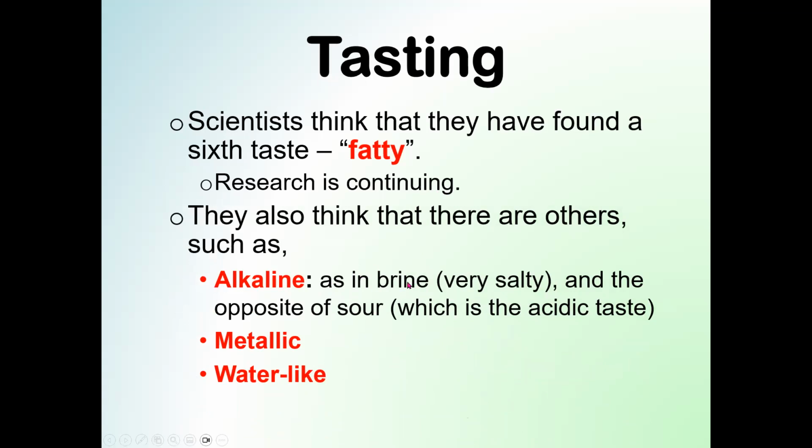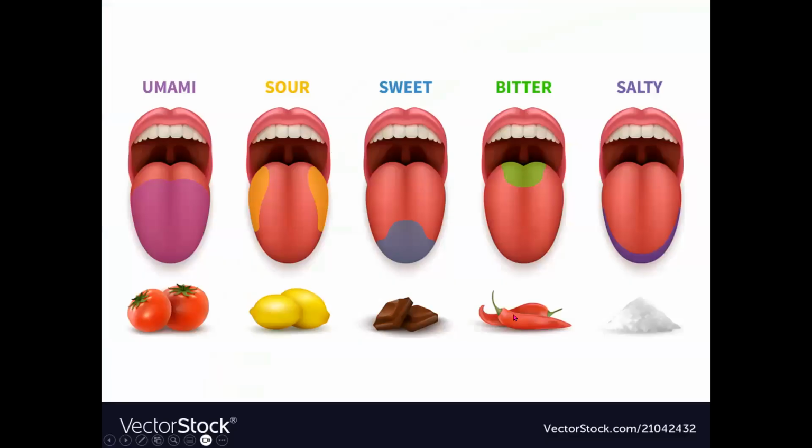Now, brine is very, very salty water, and if you even have it in your mouth, it'll make you throw up. But it's the opposite to sour. So the brine is sort of sour, and the acid is sour. For example, lemon is very acidic. It's a sour taste. There may also be taste buds for a metallic taste, and another one for water-like. I'm not sure what that actually means, but it's there.